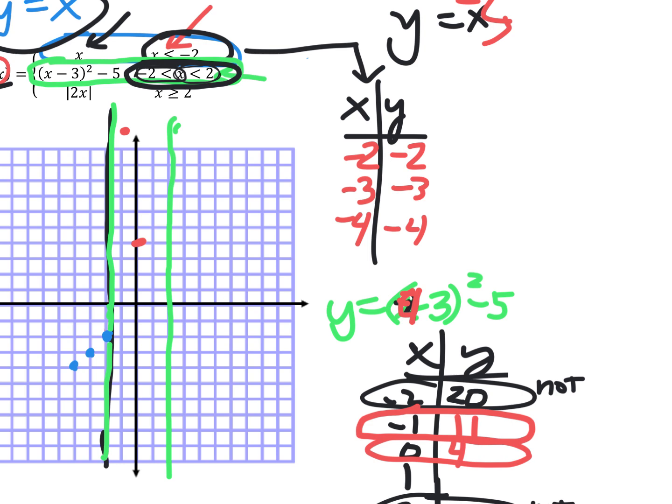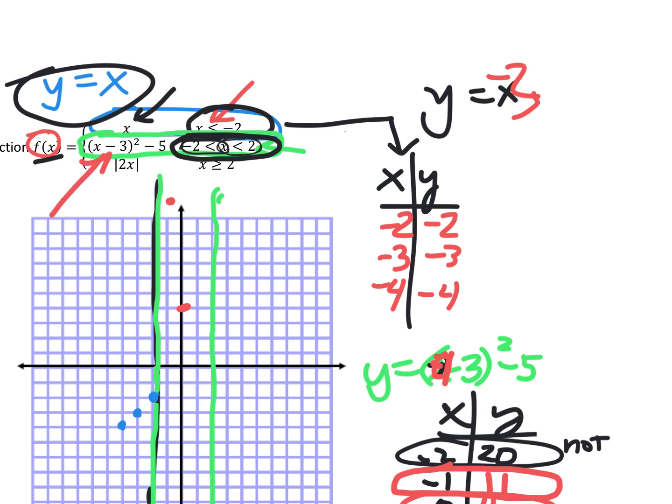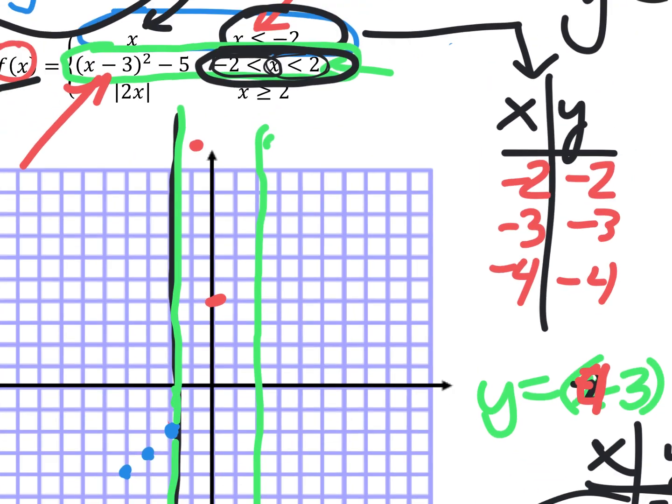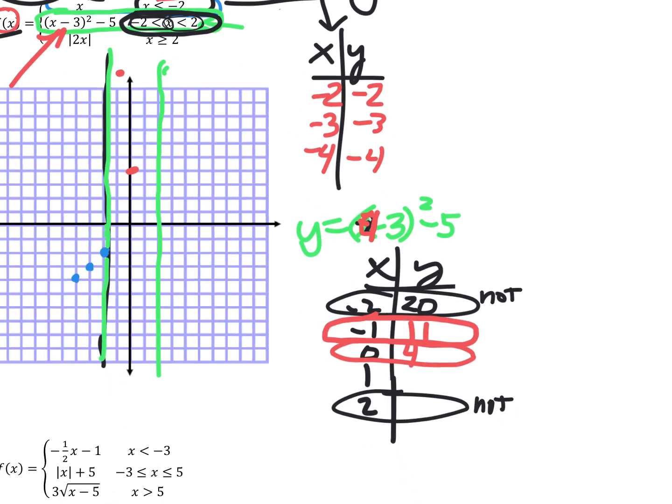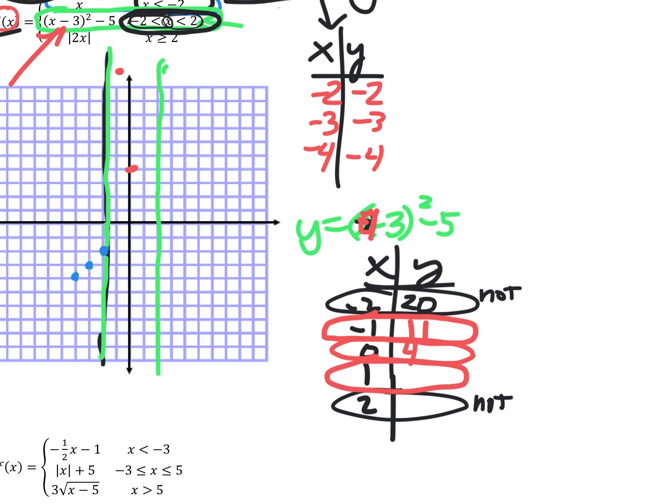All right, and I can tell from looking at this thing that it's a parabola, because, you know, it's got squared in it. It's a parabola, but I can't really see the parabola because I only can see between those two green lines. So I really have to trust my chart. Now I'm going to stick in 1. One minus 3 is negative 2. Negative 2 squared is 4. 4 minus 5 is negative 1. 1, negative 1. That's like right there.